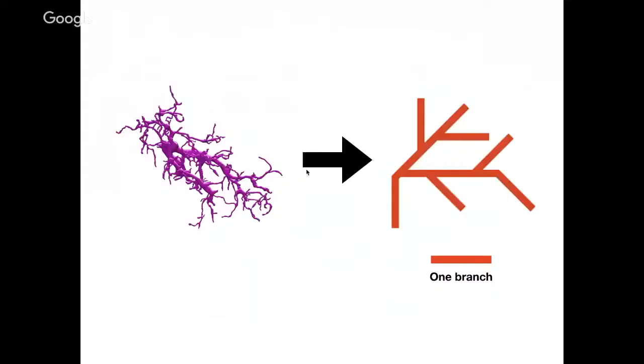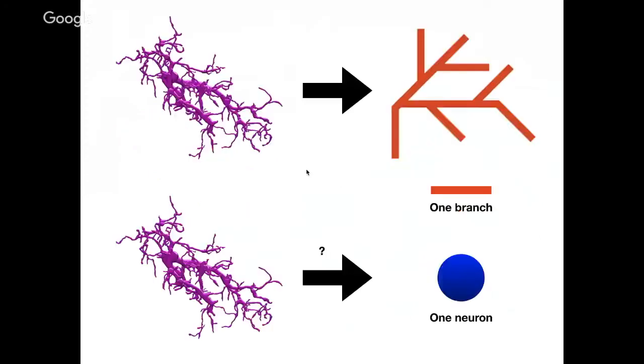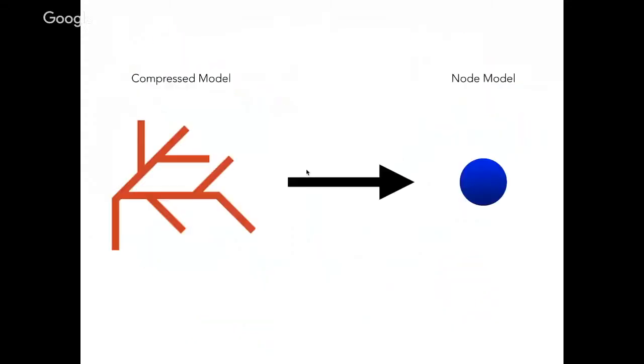So the way we're going to do this is, when we made this model, we made a simplification where we took each branch as corresponding to one branch in a dendrite. So why don't we go even simpler, by taking this whole complicated structure of a neuron and simulating it as if it was just one neuron? The question is, how would we get there? The idea is that we made a simplification by saying we're going to take the compressed model and compress it even more into this one single node model.